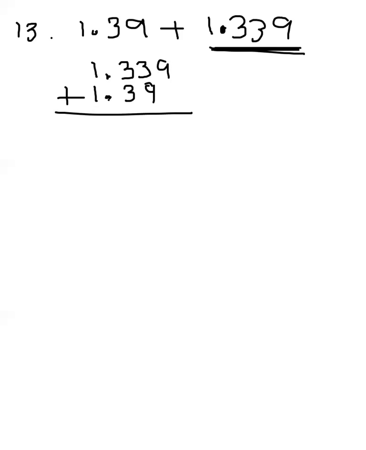So 9, just bring it down, okay? And then 9 plus 3 is 12. Carry the 1. 3 plus 3 is 6, plus 1 is 7, and 1 plus 1 is 2. And we're just going to bring down our decimal since we've already aligned it and put our decimal point there. Okay.